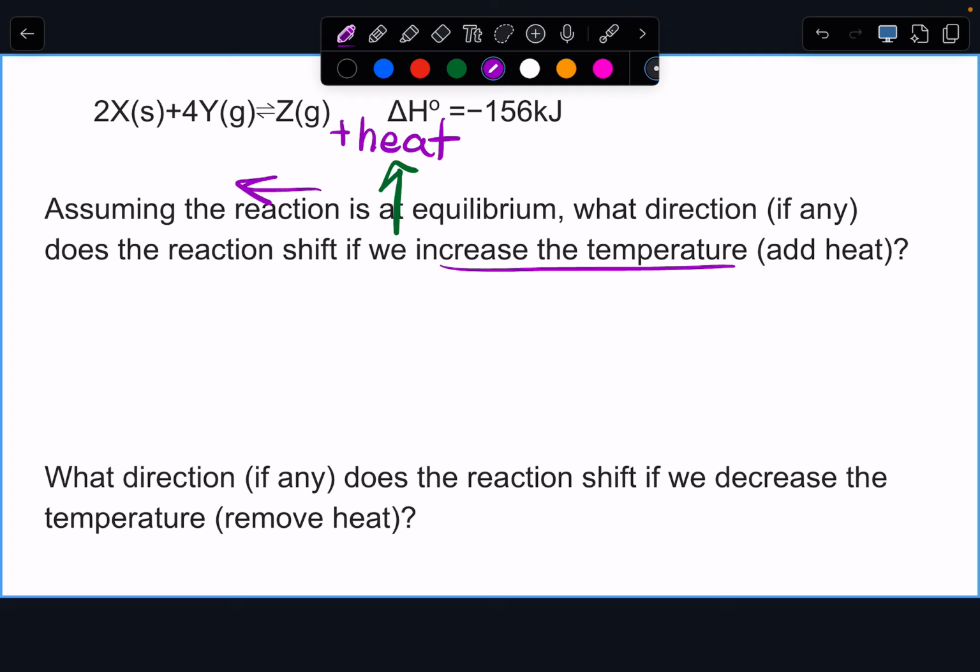So it responds just like if you were to change concentration amounts. The biggest thing is you have to figure out, is it a product or is it a reactant? And then treat it the same as either of those.